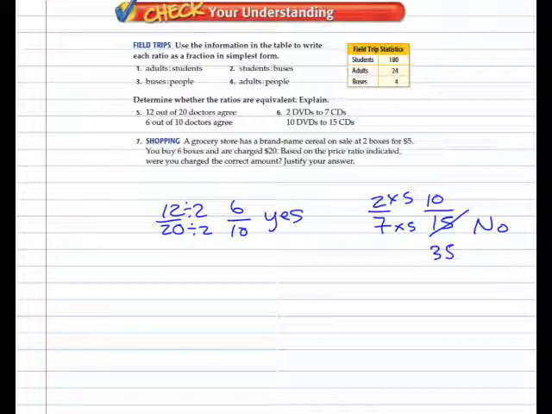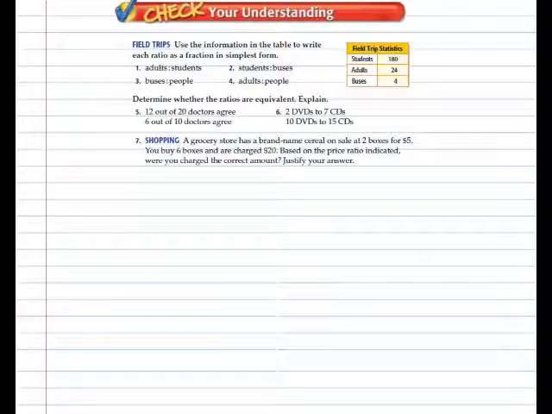The grocery store has a brand name cereal on sale at 2 boxes for $5. You buy 6 boxes and are charged $20. Based on the price ratio indicated, were you charged the correct amount? Well, if I multiply this by 3 and I multiply this by 3, I should have paid $15, not $20, so the answer is no. I was not charged the correct amount.